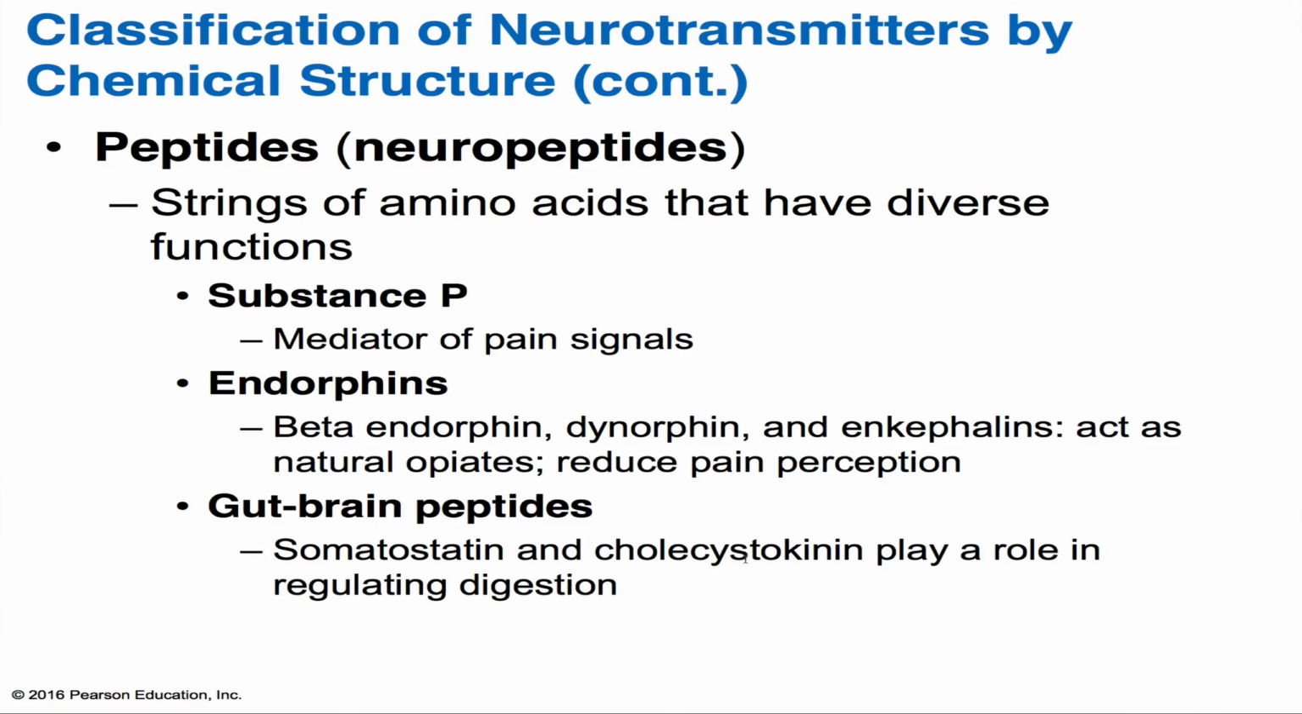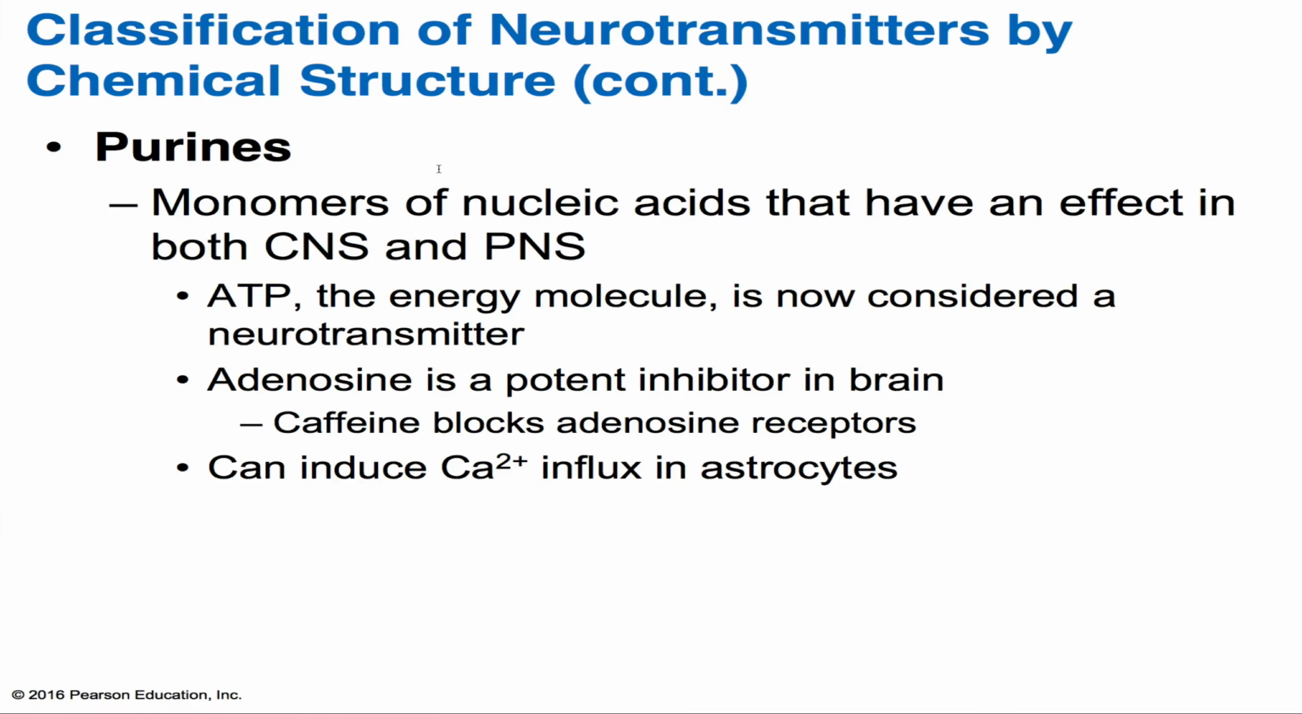Moving on, other neuropeptides such as somatostatin and cholecystokinin are also produced by non-neural body tissues, and they're widespread in the GI tract. These peptides are commonly referred to as the gut-brain peptides. Moving on to the purines, we have adenosine triphosphate, or ATP, and we've learned in previous chapters that ATP is a universal form of energy.